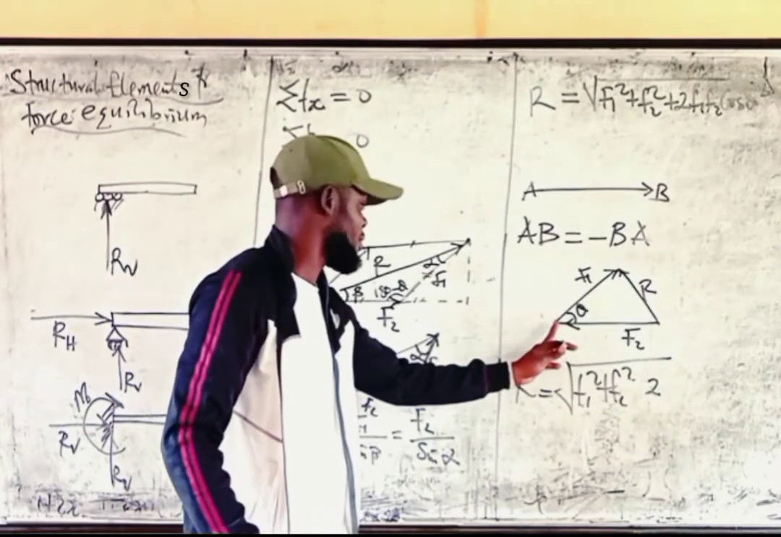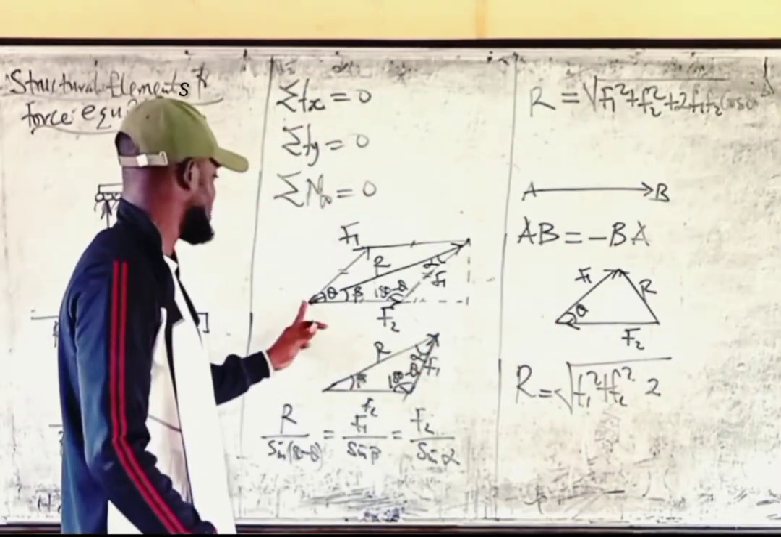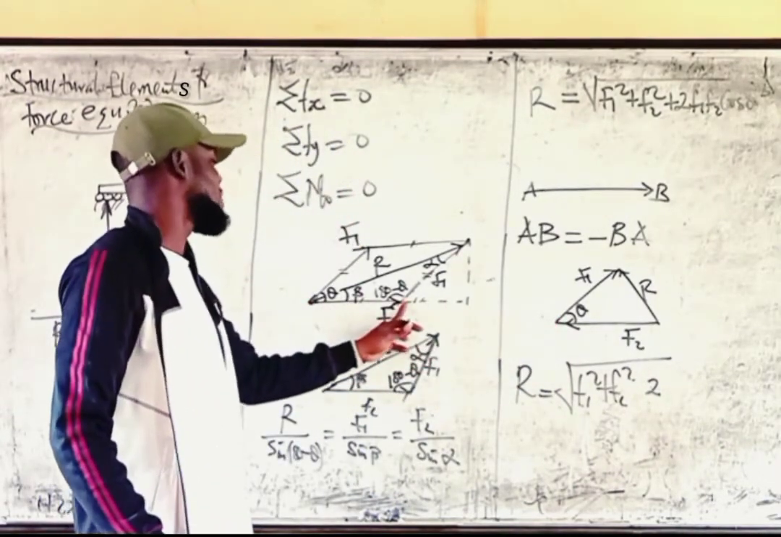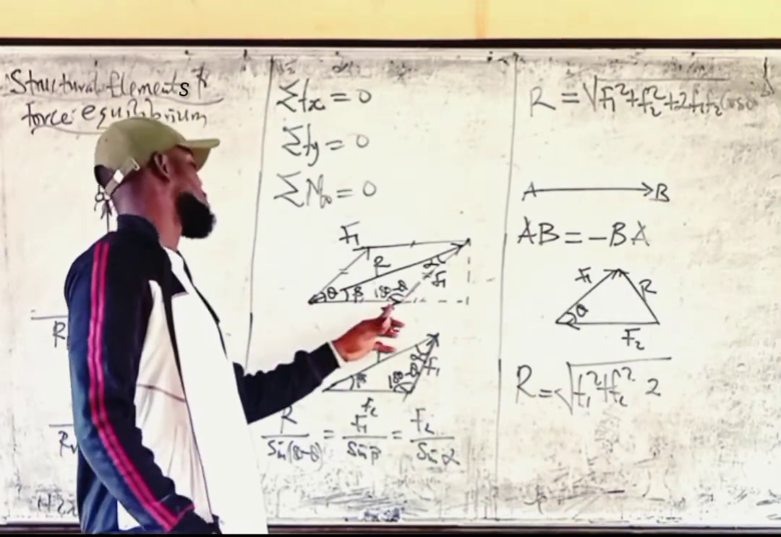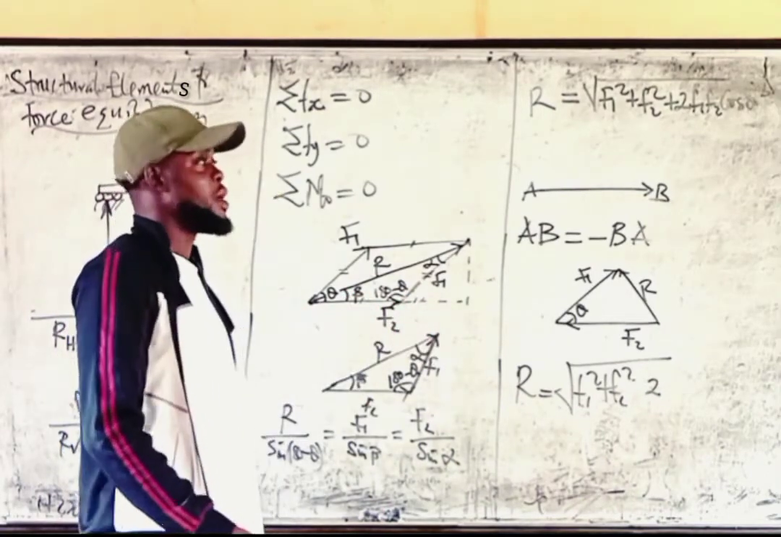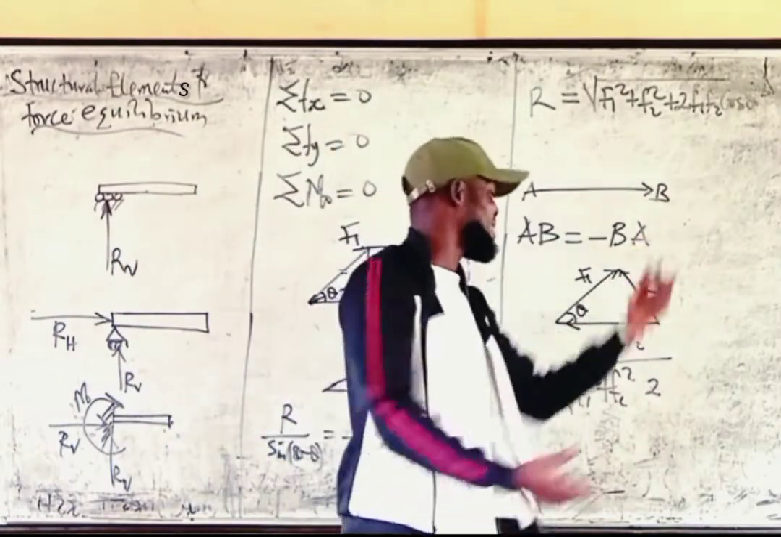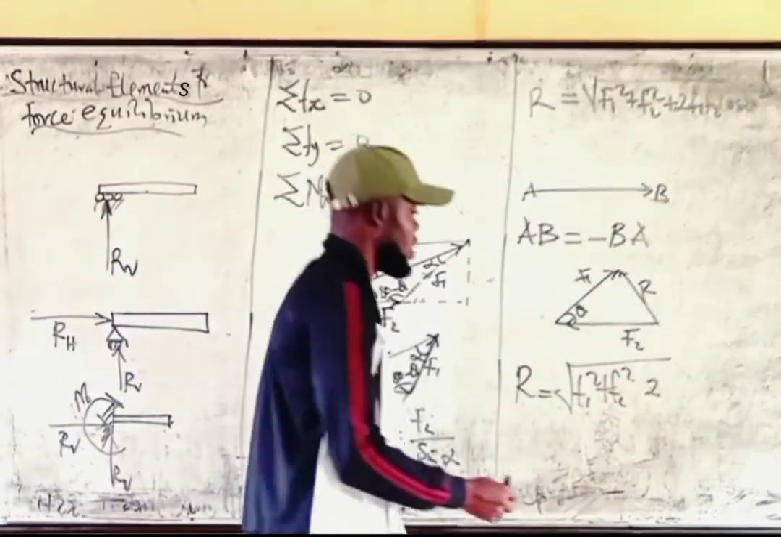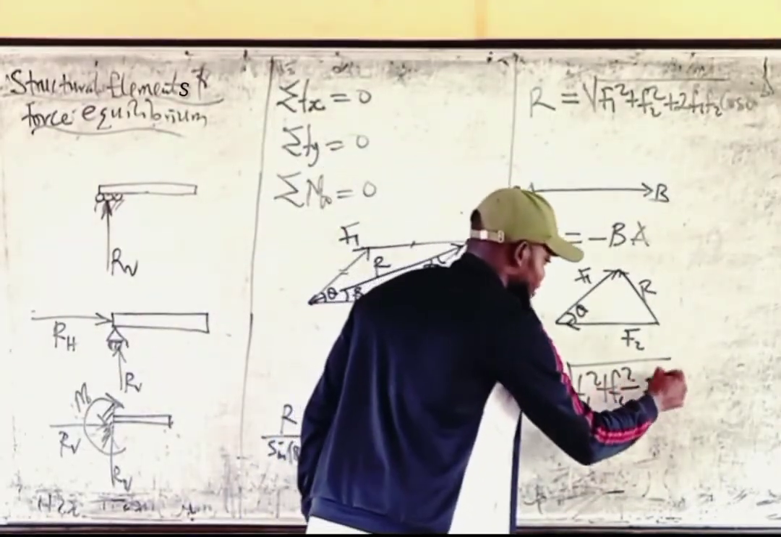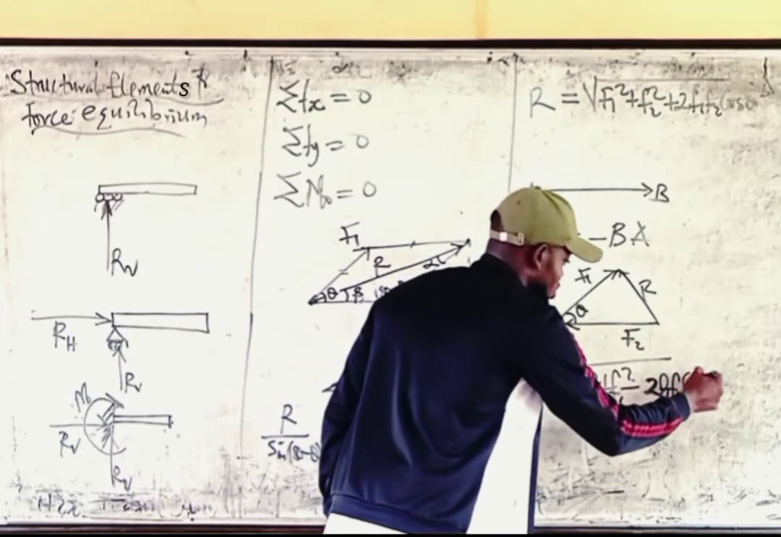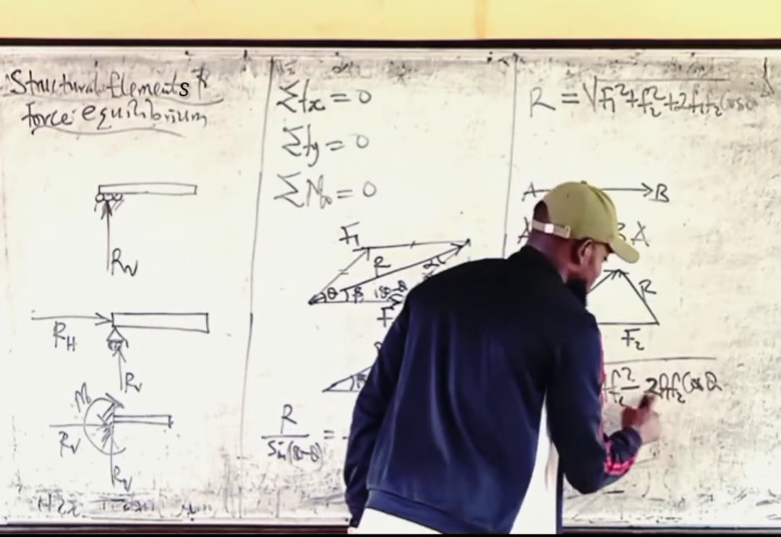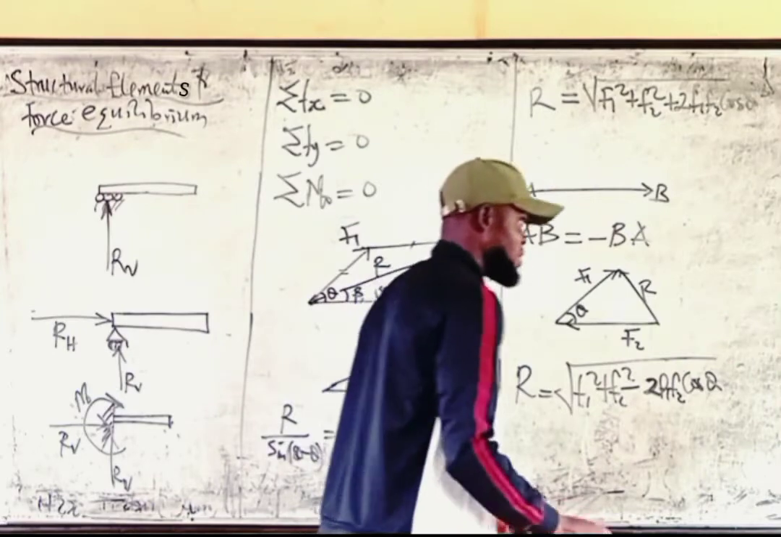Because if I consider AB, if I don't move it like BA, AB will not be equal to minus of BA. So that AB we used before will not be negative. Since it's not changing direction, this one will not be minus 2F1F2 cos theta. Why is this one minus? Because one of these changes its direction.